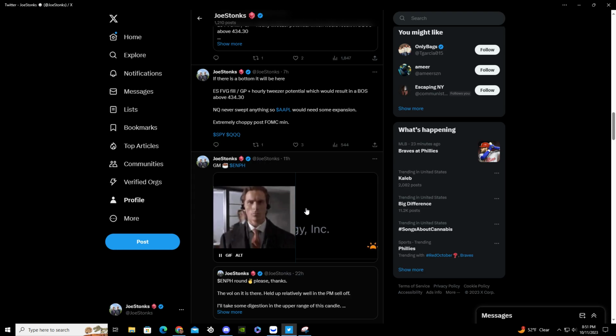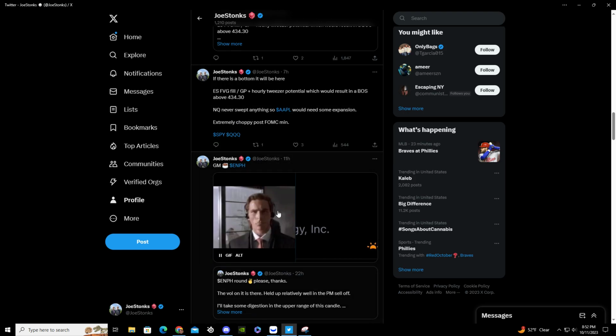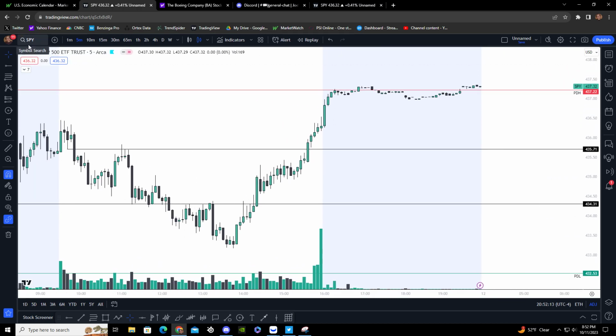But guess what? Liquidity gets dried up, it gets soaked, it gets really dry pre-news, pre-high impact news. So I figured there's not going to be enough liquidity to really reverse this before pre-FOMC. But we're going to need to sweep something higher if we want to see lower based off the high impact news. That was where my thesis was stemming from. NQ never swept anything, so Apple would need some expansion. We really never got that expansion. So what did I have to wait for? I had to wait for tech to sweep.